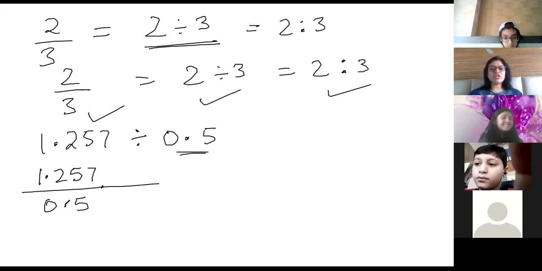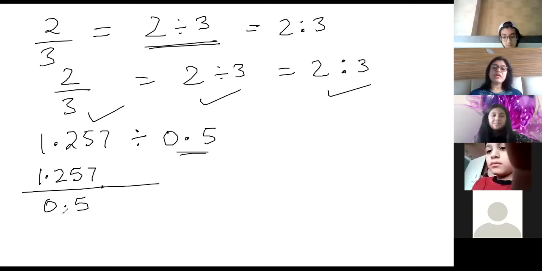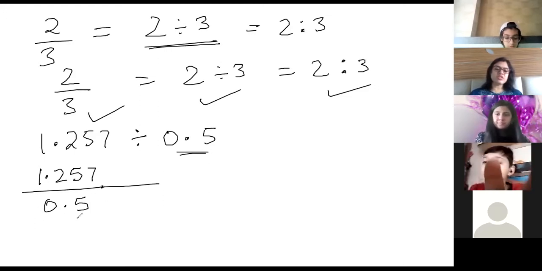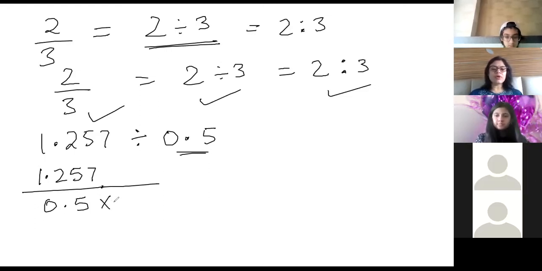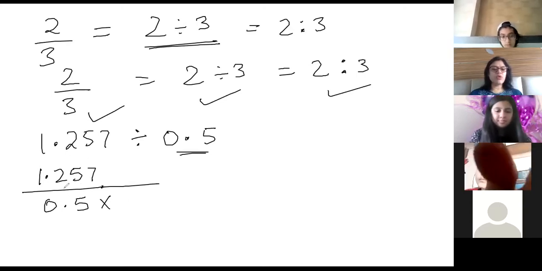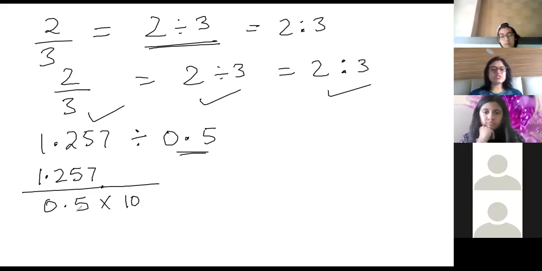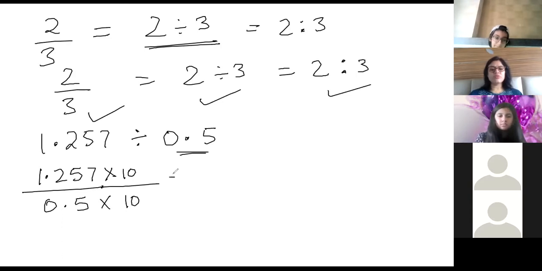Now I cannot divide a decimal number by a decimal number. So I have to convert this decimal divisor into a whole number. Is it clear, Ibrahim? So how will I convert it into a whole number? I have to shift one decimal in this case. So I'll multiply with 10 in the numerator and denominator.